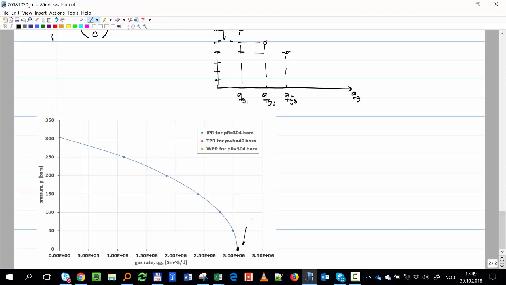Okay, this number here will be AOF, so that's the absolute open flow. Okay, when somehow I'm producing and I put the flowing bottom hole pressure to vacuum.